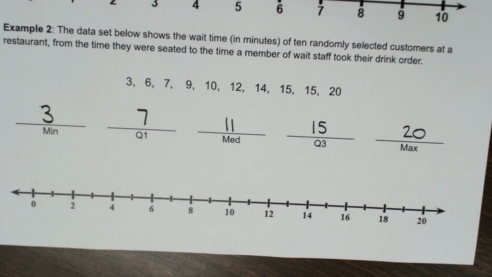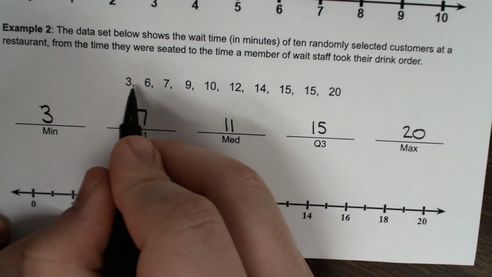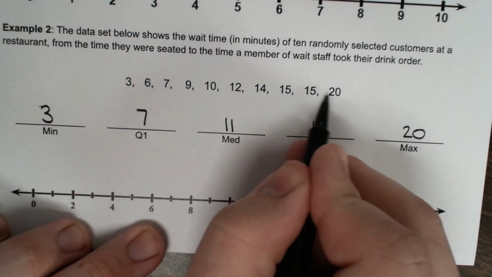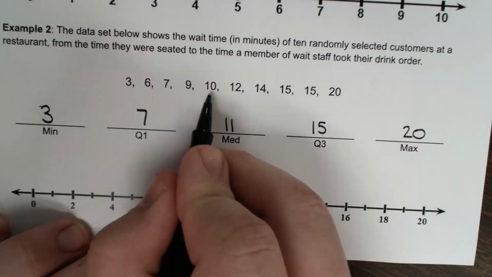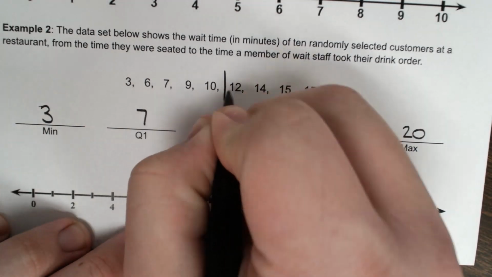Okay, wait a minute. The median of 11. 11's not one of my data values. That's what I was thinking. So how can 11 be my answer for the median? It's not. It's in the middle of 10 and 12. Yeah, so if we were finding this by hand, we would end up crossing out the 3, 6, 7, and 9, and the 20, 15, 15, and 14. End up with 10 and 12 in the middle. The middle of that is 11.